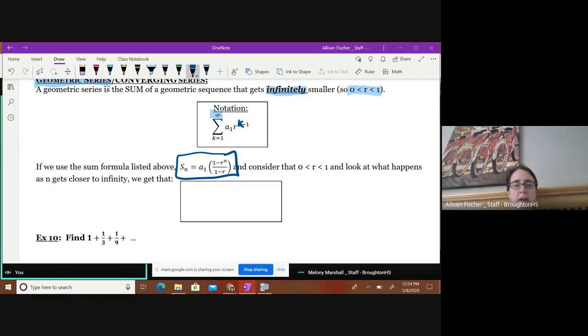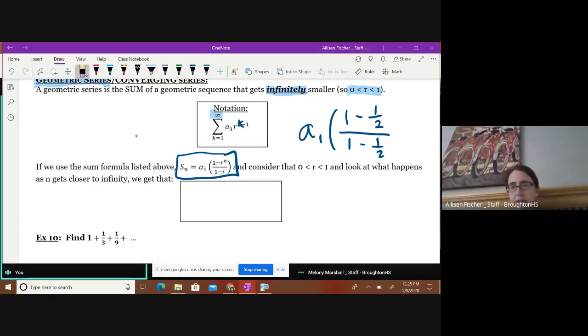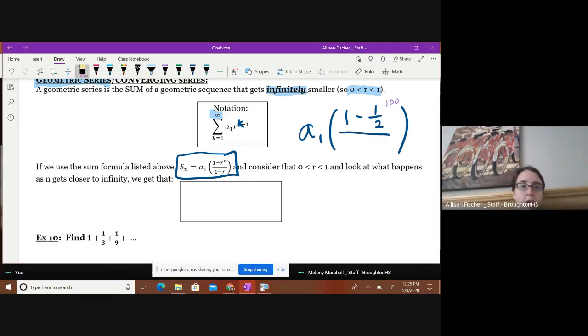So let's say that we have our a value, and we have a number like a half. So we have a, we have a number like a half, and I'm asking you to sum to infinity. So the concept of raising something to infinity seems kind of strange. So I want you to think about what happens if we have this raised to like the 100th power. Okay. So first of all, in the denominator, let's talk about what is 1 minus a half. So 1 minus a half gives us a half. Okay.